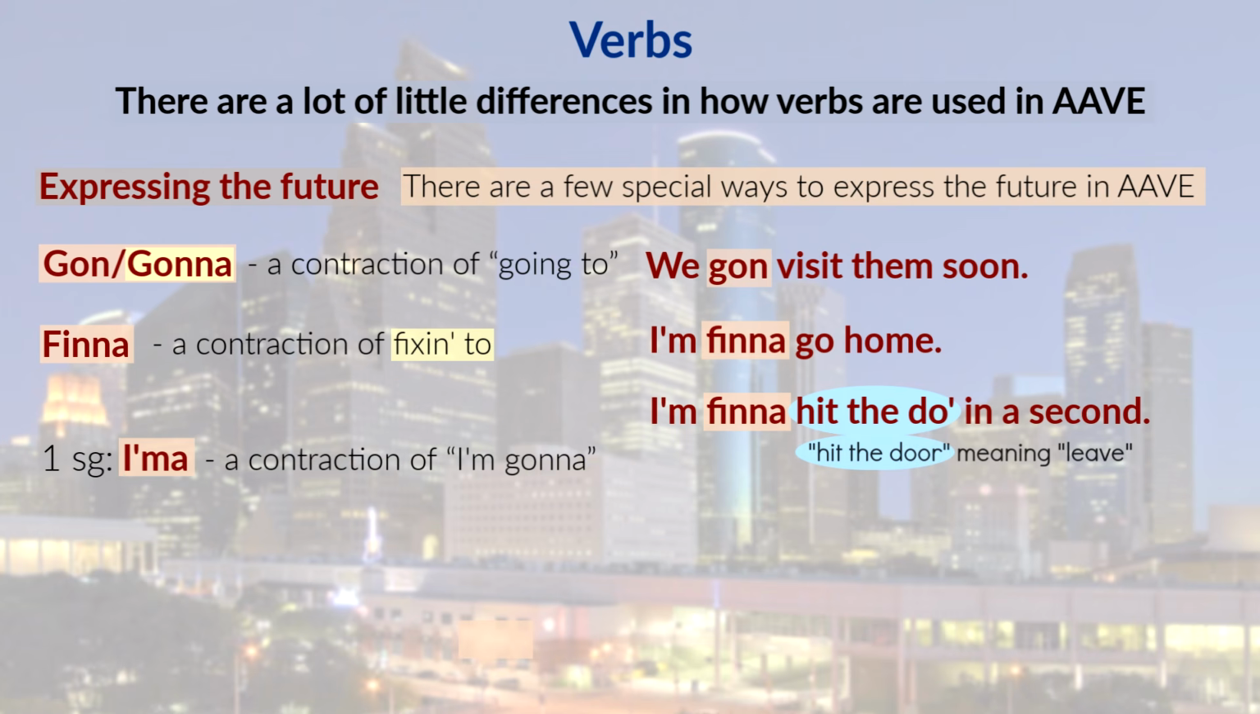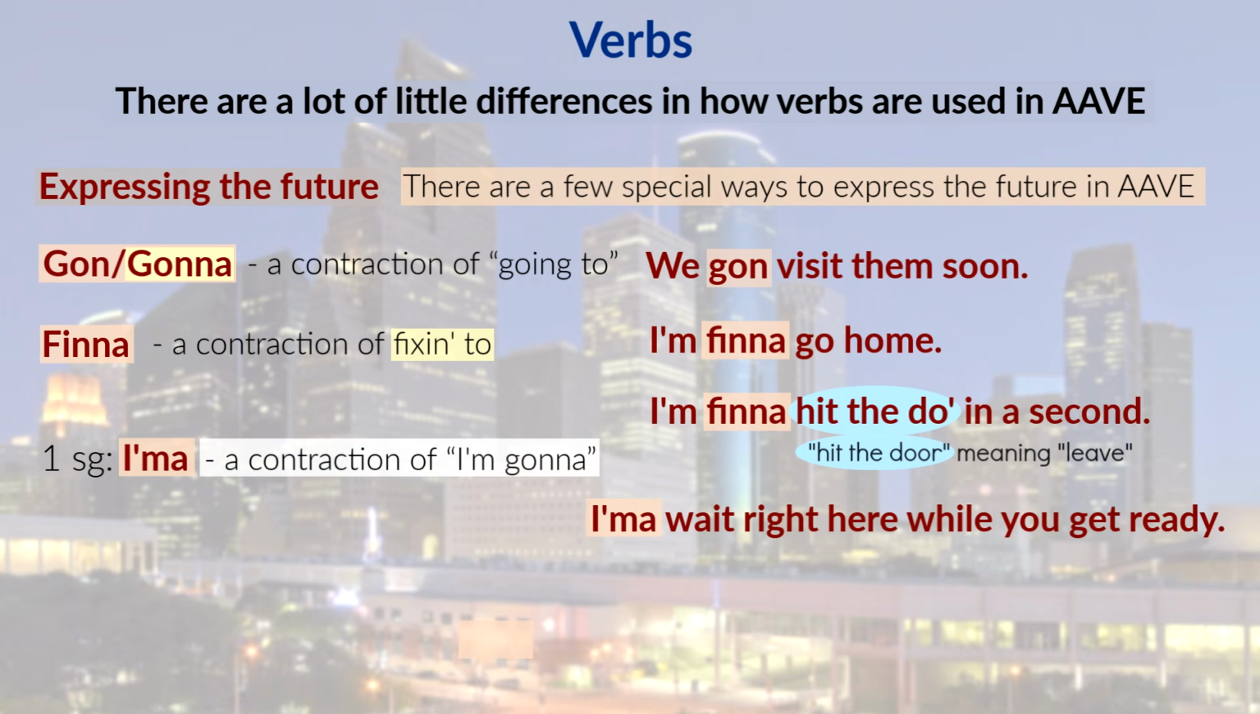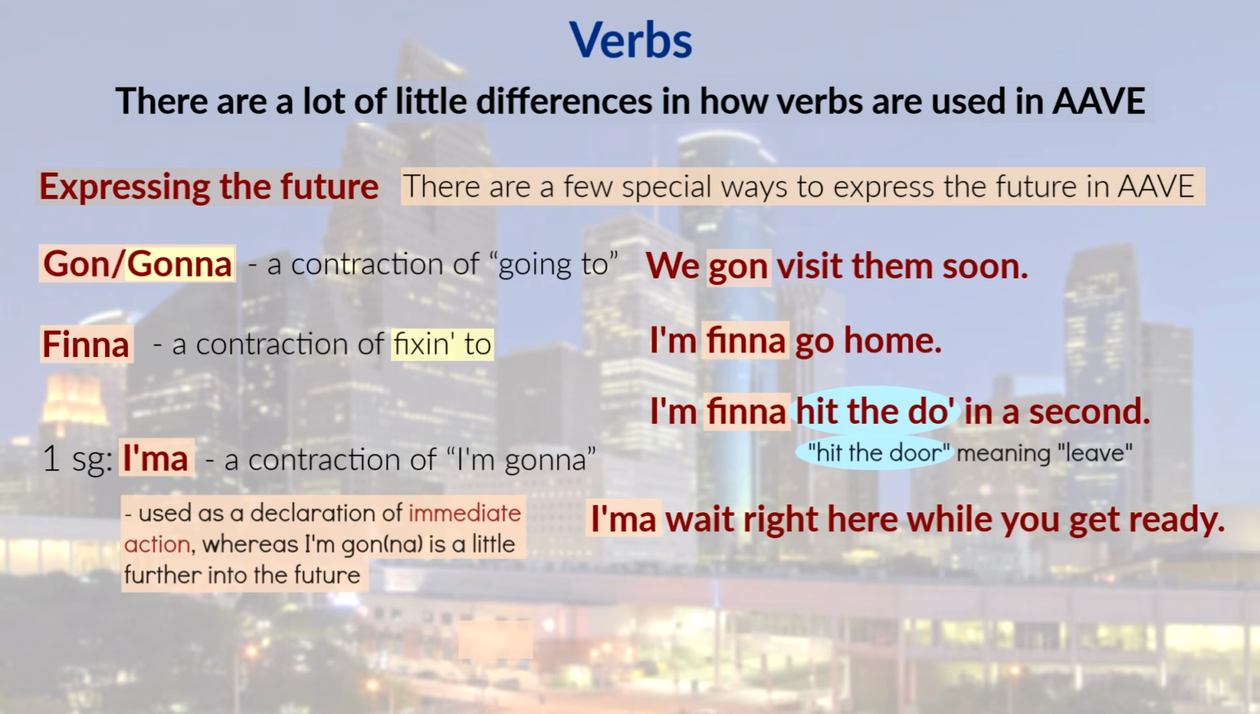There's also a special form used in the first-person singular, I'ma. "I'ma wait right here while you get ready." I'ma developed as a contraction of I'm gonna, but it's now used slightly differently, as a declaration of immediate action, whereas I'm gonna, or I'm gon, is a little further into the future.